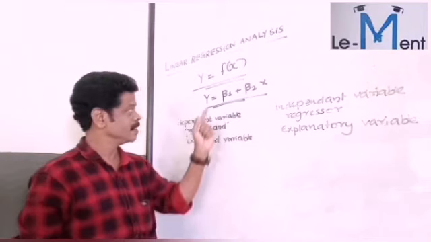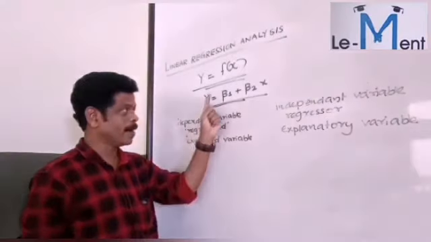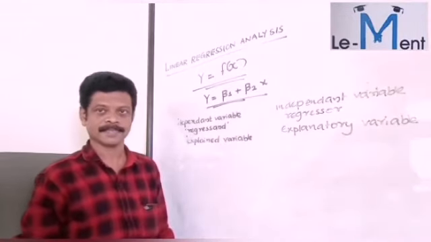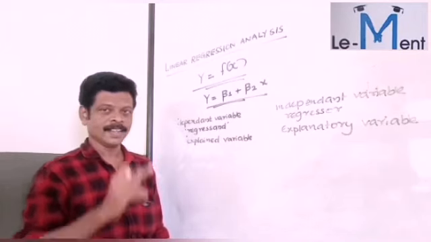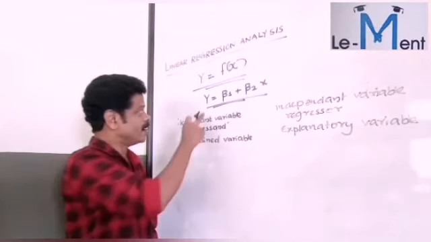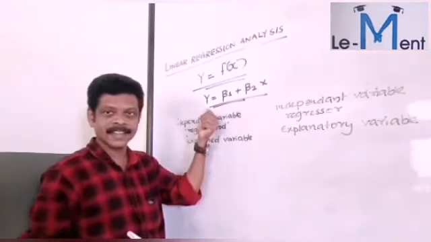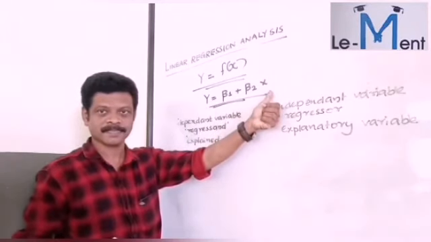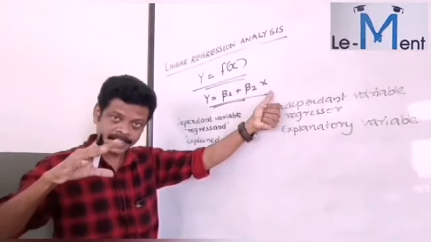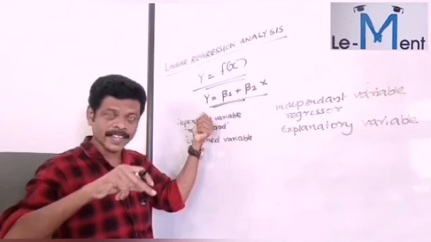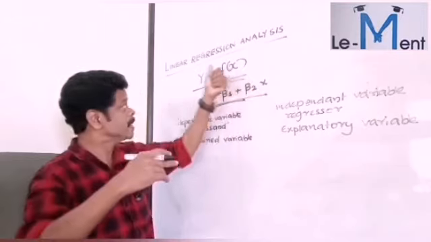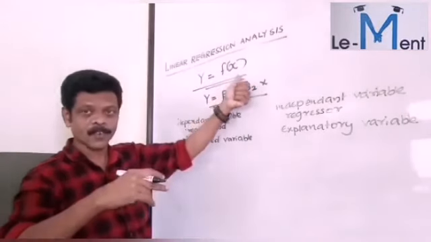In other words, in this regression model, y and x are variables and beta 1 and beta 2 are the parameters. And the objective of the regression analysis is to find the average value of y given the value of x. Once more, our objective is to find the average value of y given the value of x. We begin with y is a function of x.